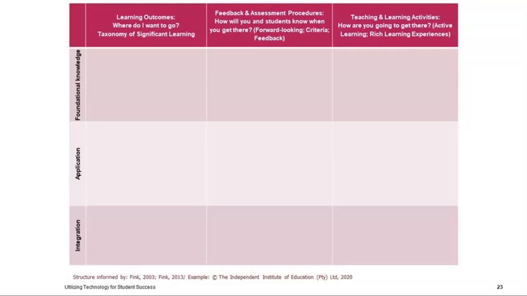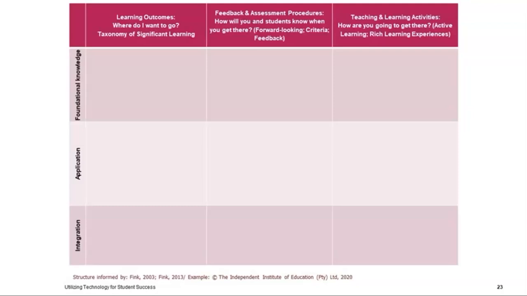He divides it into six categories in that taxonomy. We're not going to have a look at all of them. We won't have time, but there are three of them: foundational knowledge, application, and integration. The other three that he identified are human dimension, caring, and learning how to learn. But we're going to focus on the three.